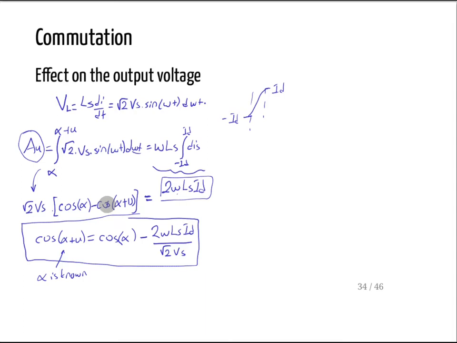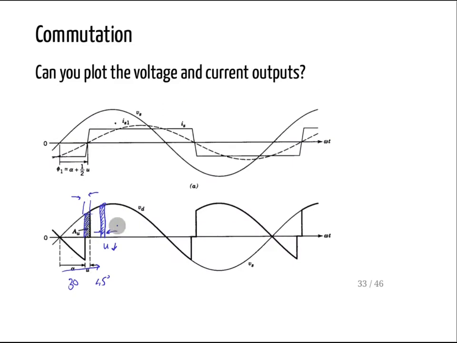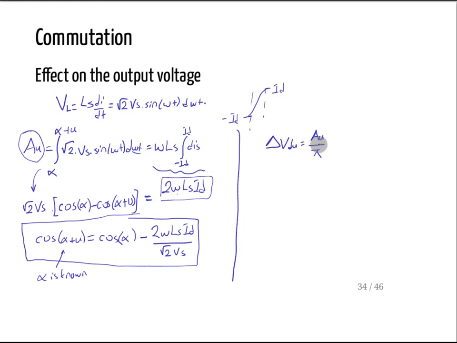Okay, so let's try to calculate the voltage. This is the voltage drop, and it is that area divided by P, or you have that loss of area, because originally if you didn't have any commutation, you would have that area on top of the overall area. So you are losing that area over the full period. Either you can multiply that by 1 over 2P, or you can have that area divided by P. Using that equation, it is 2 omega LS ID divided by P. This is exactly the same voltage drop that we have with the diode rectifiers, and you can write it as a function of alpha.